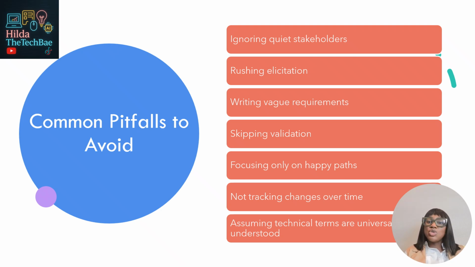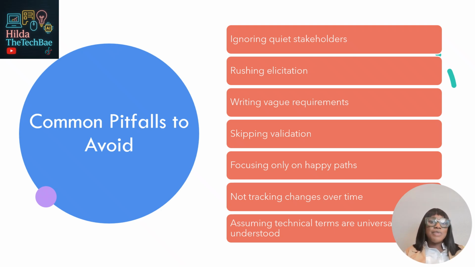Then, rushing through elicitation often will lead you to incomplete or misunderstood requirements. So take the time to ask follow-up questions and dig deeper. Vague requirements are another big issue. Statements like "the system should be user-friendly" are not clear, they are vague, very open to interpretation, and hard to build against. So be specific and measurable wherever possible when it comes to requirements.